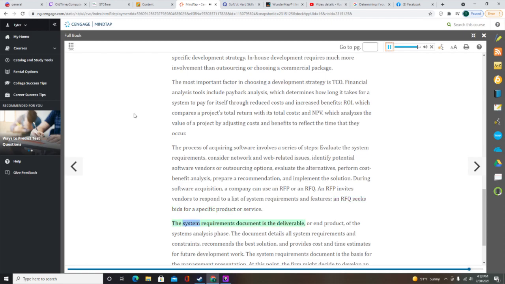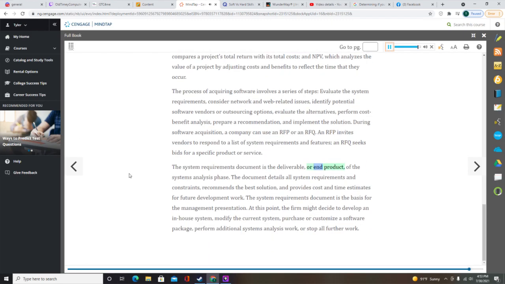The system requirements document is the deliverable, or end product, of the systems analysis phase. The document details all system requirements and constraints, recommends the best solution, and provides cost and time estimates for future development work. The system requirements document is the basis for the management presentation. At this point, the firm might decide to develop an in-house system, modify the current system, purchase or customize a software package, perform additional systems analysis work, or stop all further work.